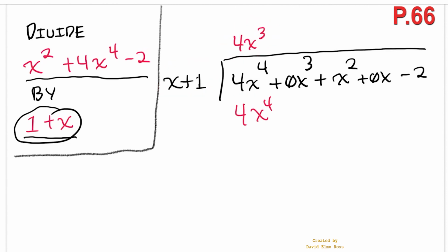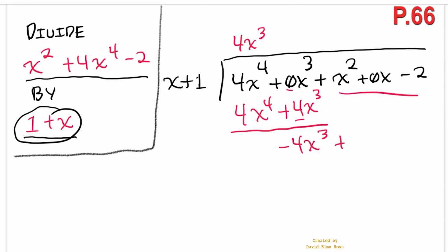So we multiplied 4x cubed by x to get 4x to the 4th, but now we have to multiply 4x cubed by plus 1, and we have to write in plus 4x cubed. Now when we do the subtraction, we're going to lose the 4x to the 4th, but we have 0 minus 4, which is going to give us minus 4x cubed. Now we should write down the rest of what we have up here, so we're going to write down plus x squared plus 0x minus 2.